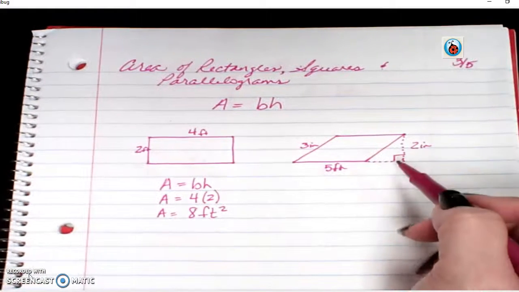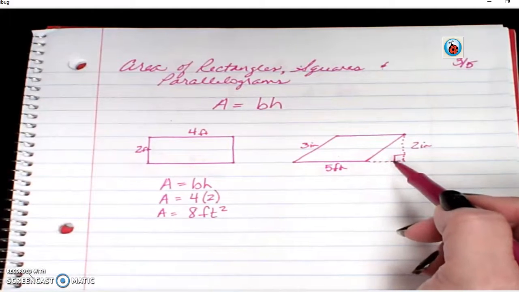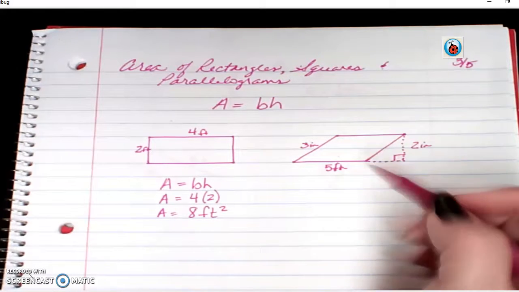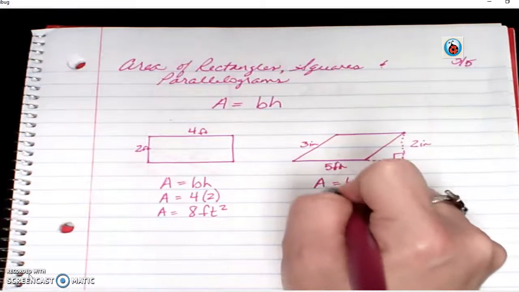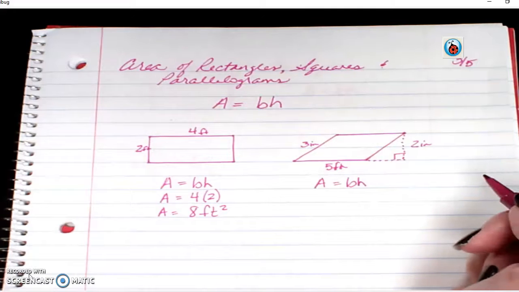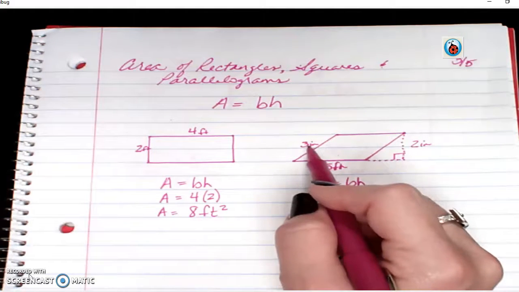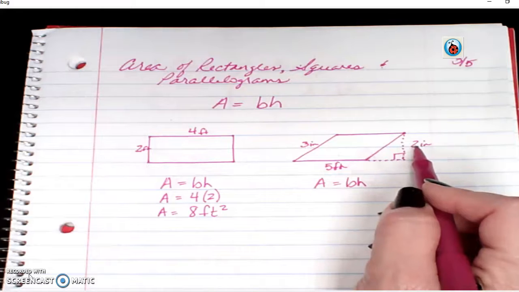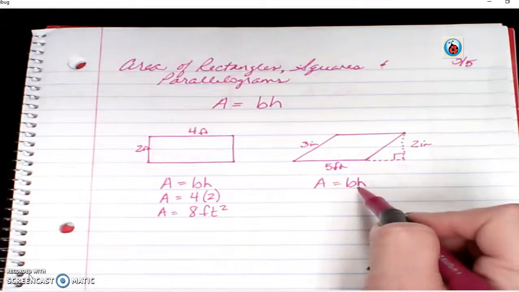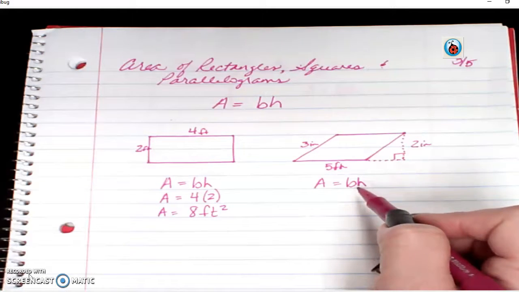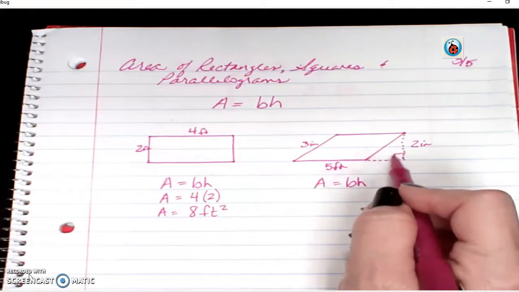When you look at a parallelogram, it's the same thing. I'm still going to use the formula A equals base times height. But notice, I have a 5 inches here, 3 inches, and a 2 inches. I only need 2 numbers, so which 2 do I use? Well, you always use the 2 that relate to your right angle.